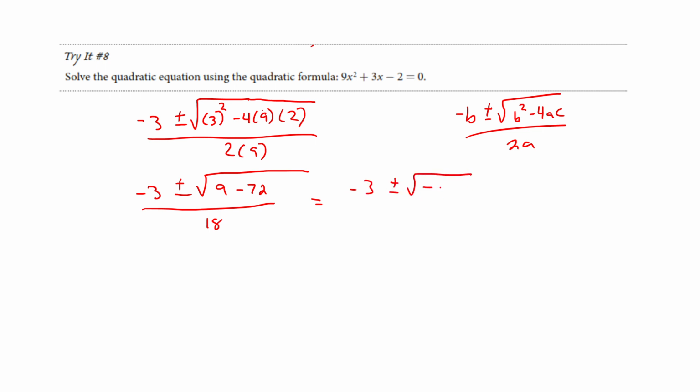So what do I have here? Negative 63. Okay, now this is the best I can do, but I've got this imaginary number, so I'm going to just indicate that. So I turned the negative under there into i.